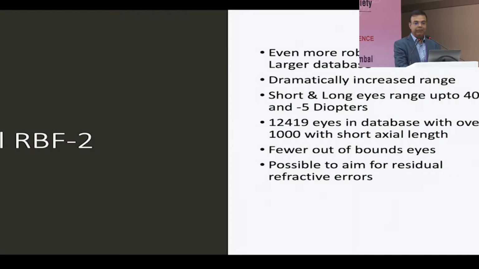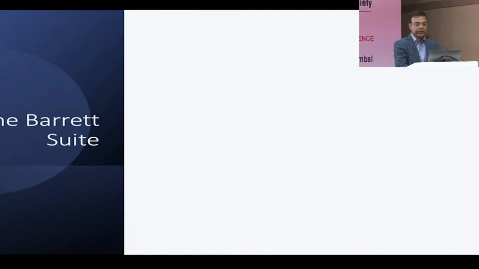Previously, you could only aim for emmetropia. Now you can actually set, for example, if you are aiming for a -0.25 or a -0.5 or something else, you can actually feed it into the formula and it will work. And it does come with its own toric calculator, which is almost similar to the Barrett, so there's hardly anything to choose between the two toric calculators.